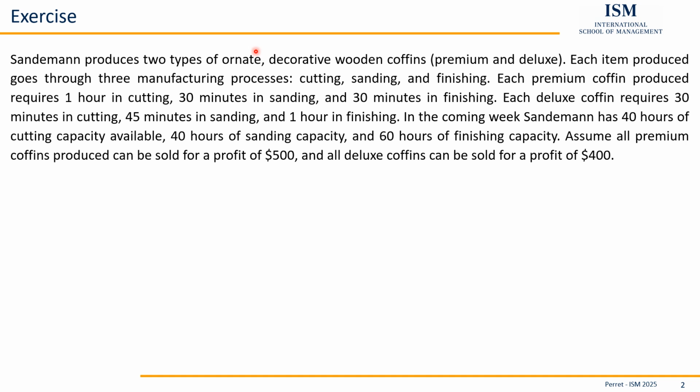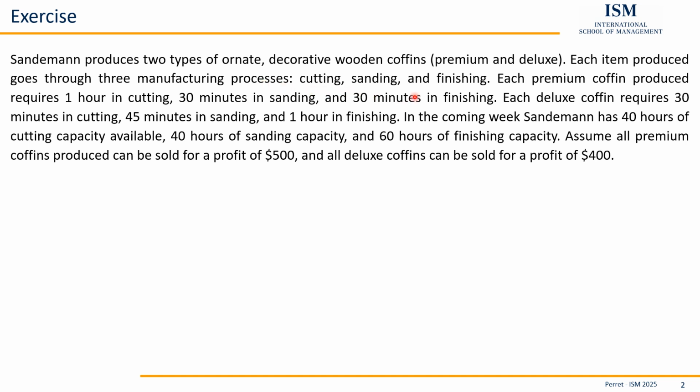Each item produced goes through three manufacturing processes: cutting, sanding, and finishing. Each premium coffin produced requires 1 hour in cutting, 30 minutes in sanding, and 30 minutes in finishing. Each deluxe coffin requires 30 minutes in cutting, 45 minutes in sanding, and 1 hour in finishing.